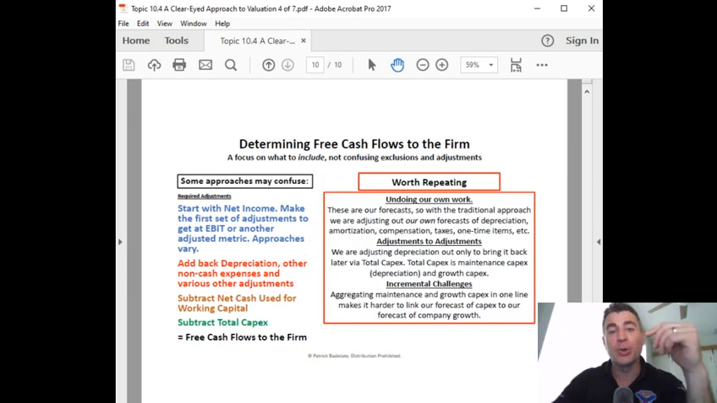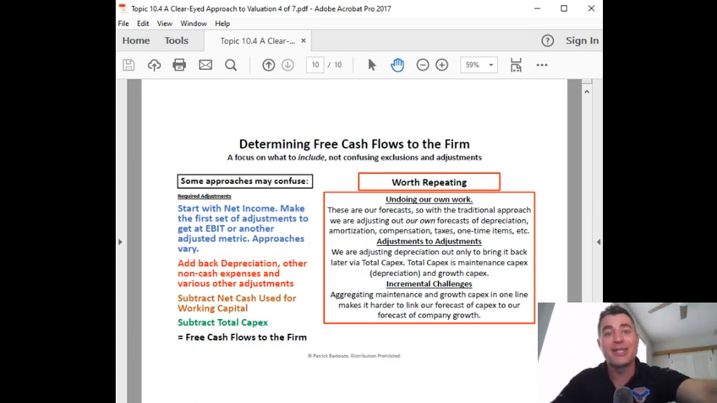All right. I have here worth repeating. I think it is hopefully a little bit of repetition here, but we would be undoing our own work. So if you're saying that you forecasted depreciation and then you backed out your own depreciation only to then consider it in total CapEx, that's weird, right? Maybe not wrong, but it's weird. It's saying you're intentionally doing it wrong to fix it and then to add it back in.